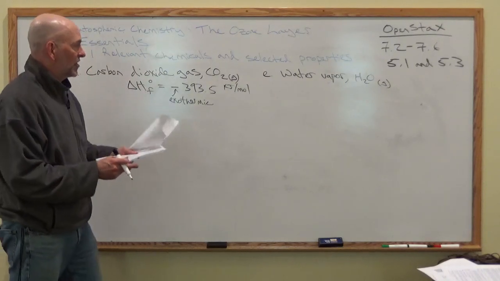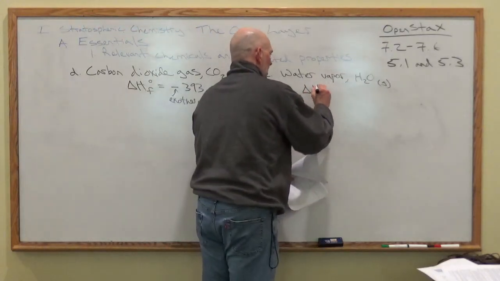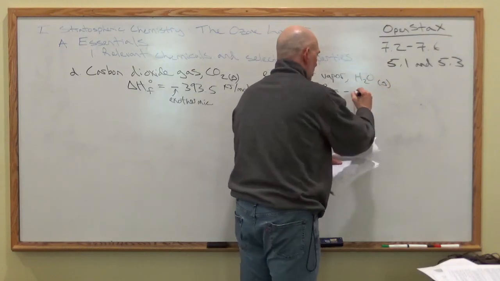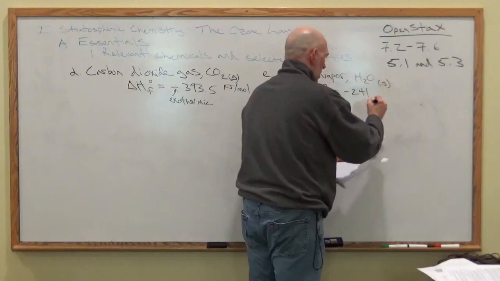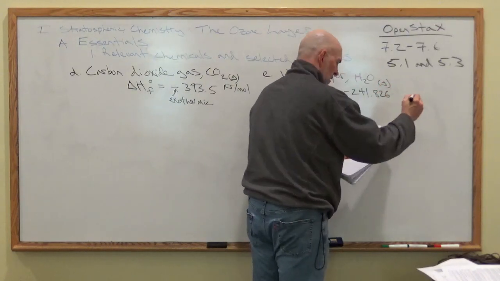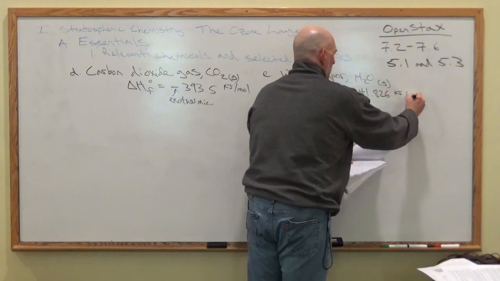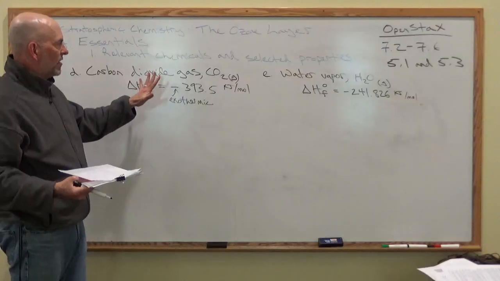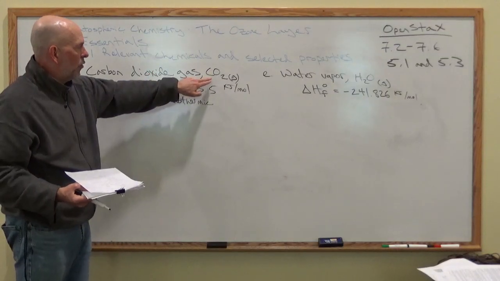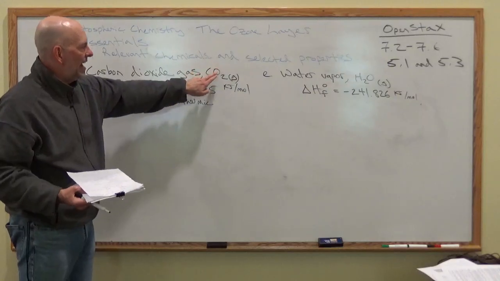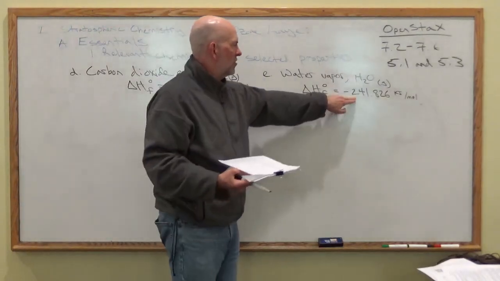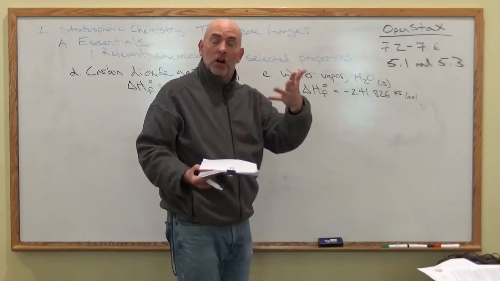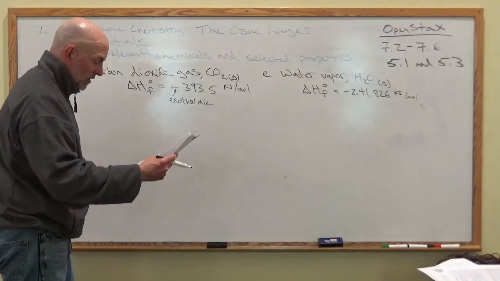Water in the gaseous state, the standard heat of formation is also negative, but it's not quite as much, 241.826 kilojoules per mole. Again, when you go back and review this, if you need to review what those mean, these are the amounts of energy that carbon dioxide would take to form from elemental carbon and elemental oxygen. This is the heat associated with forming gaseous water from elemental hydrogen and elemental oxygen. So go back and review those if you need to.